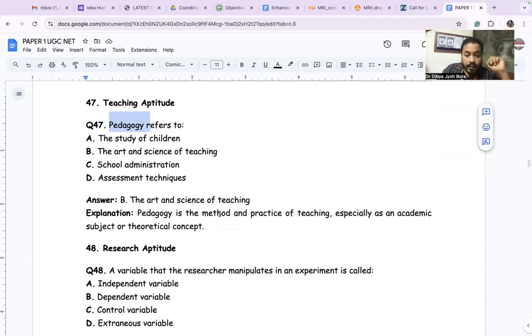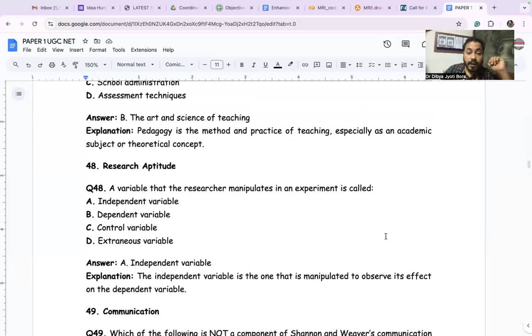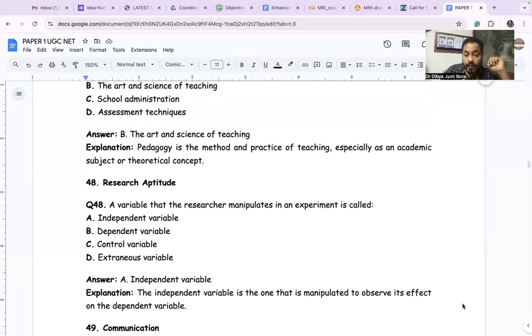So this is the method and practice of teaching, especially in an academic environment where we are dealing with a subject, or you can say some kind of theoretical concept. So this can be considered both art and science. Okay. Then next thing is that what is a variable? A variable that the researcher manipulates in an experiment.